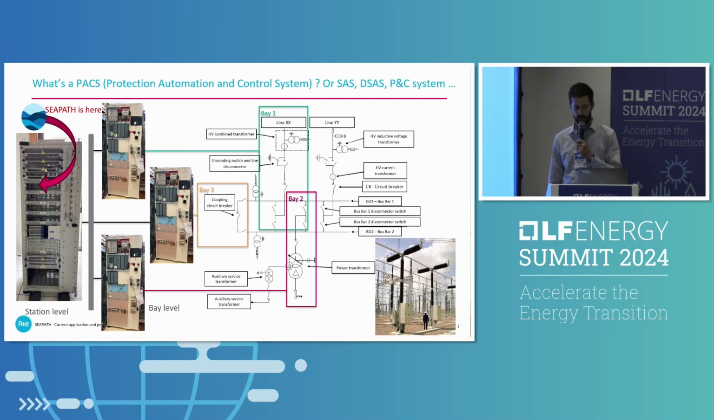Inside the substation, second obvious thing, we use Seapath for PACS, or SAS, or DSAS, or PRC. All these acronyms mean the same: protection, automation, and control systems. That's the one I'm gonna use. In the substation, we have the high voltage devices. We connect them to bays to control them. And all these bays are linked together to a central system, and that's where Seapath is.